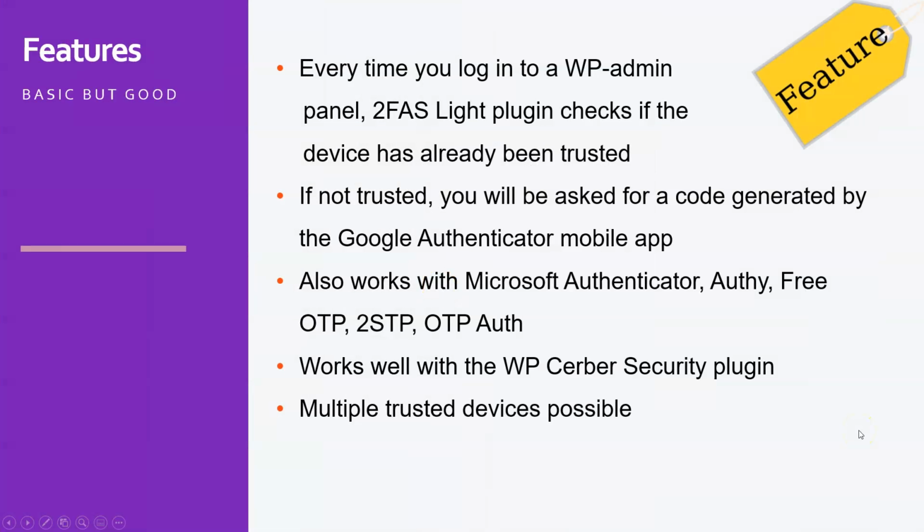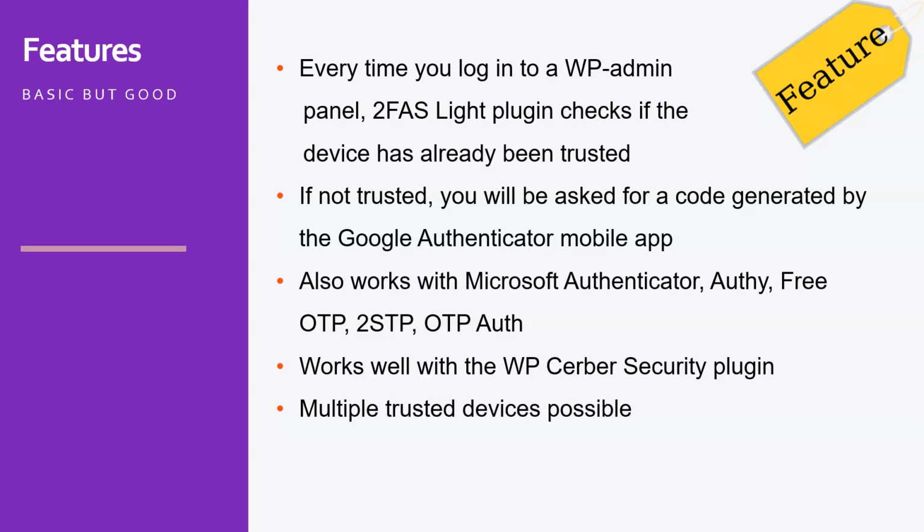Well, features, there are not that many features. Who needs features? It's just a basic plugin that helps speed up your logging in and will help you be more productive. So what does it do? Every time you log into a WordPress admin panel, it will check if your device has already been trusted by this plugin. If not, you have to enter a code that will be generated by the Google Authenticator app. And it also works with all kinds of other code generators.